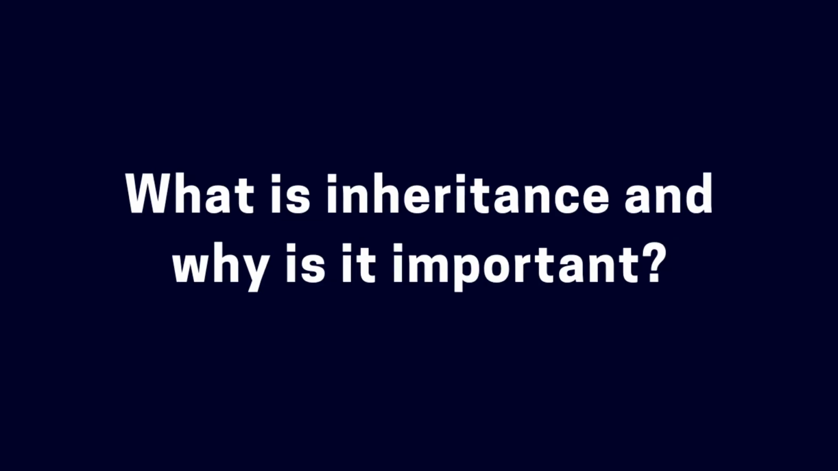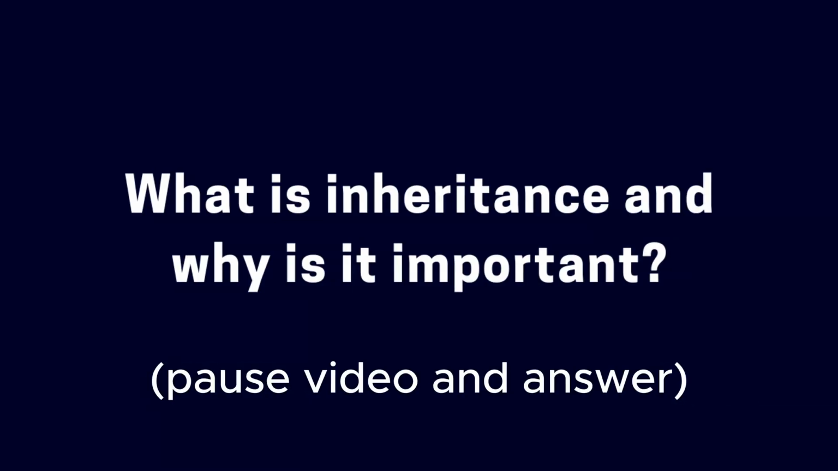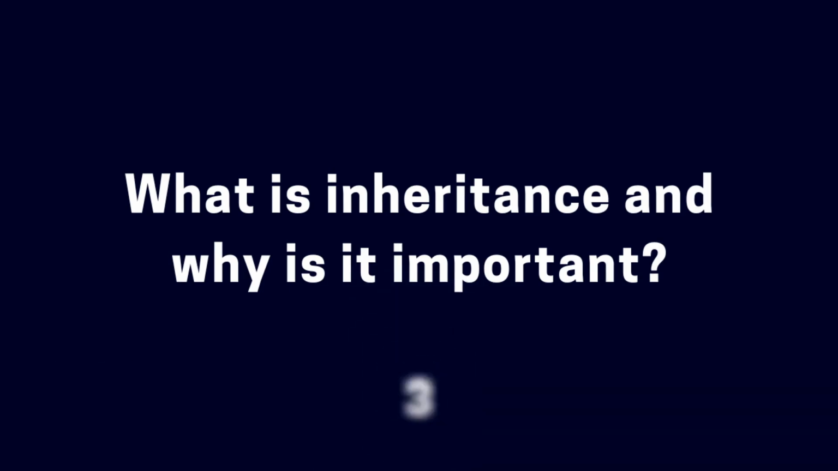What is inheritance and why is it important? Inheritance is a concept in programming where one object can inherit properties and methods from another object. In JavaScript, this is done through prototypical inheritance, also called prototypal inheritance. It's important because it allows for code reuse, making programs more efficient and easier to manage. Inheritance is one of the 4 pillars of object-oriented programming, along with encapsulation, abstraction, and polymorphism.